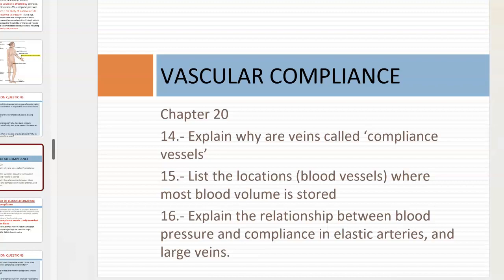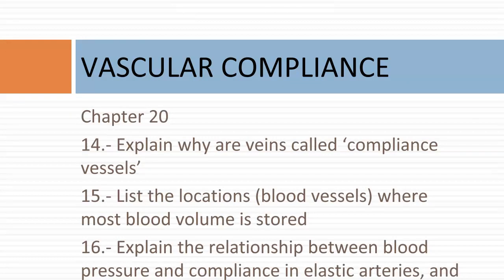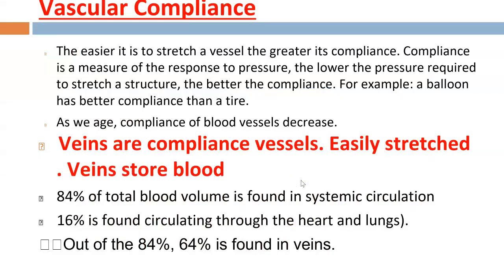Compliance, we talked about that before, is the ability of a blood vessel to accommodate large volumes of blood. So we're going to talk a little bit about compliance and veins. The easier it is to stretch a vessel, the greater its compliance, the better it can accommodate a greater volume of blood. So veins are called compliance vessels because they're easily stretched and they can hold a great volume of blood.